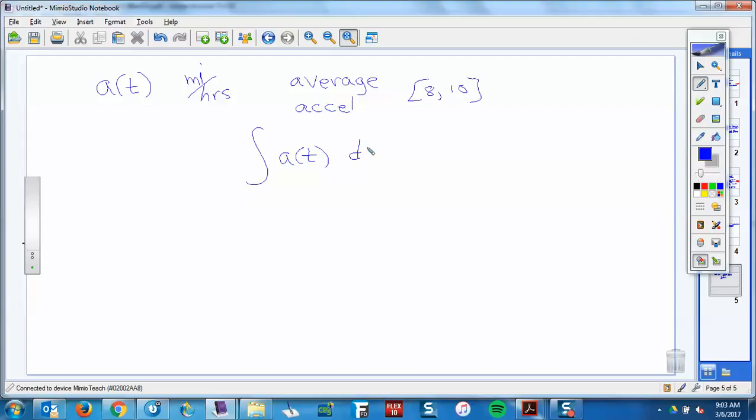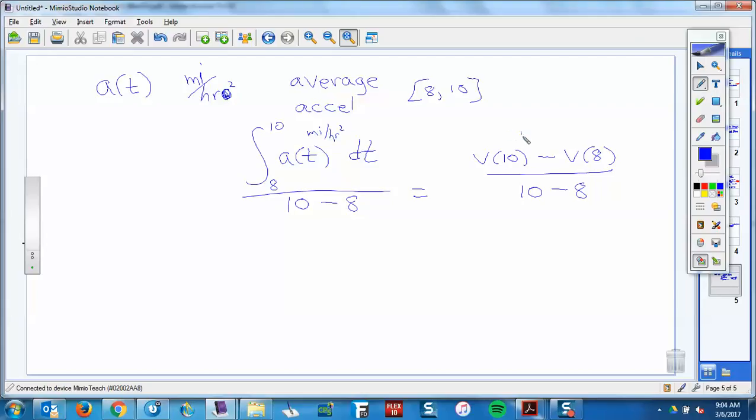Okay? Now let's think about that. And then you would go 10 minus 8, right? So what would the units on this be? So now you're going to just type this in your calculator most of the time. So this gets to what Will was talking about. What's the antiderivative of acceleration? Velocity. So this would be like v of 10 minus v of 8 over 10 minus 8, right? Because if this is miles, oh, I meant to square that. Okay, so that's miles per hour squared. So this would be miles per hour over hours, which is miles per hour squared, right? So that's why this gives you the average acceleration.